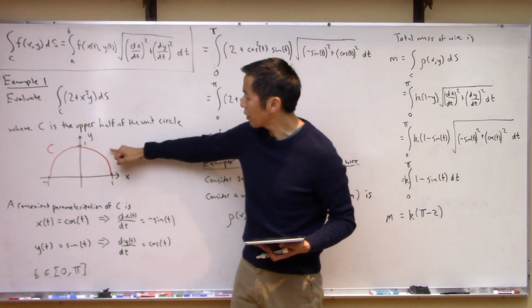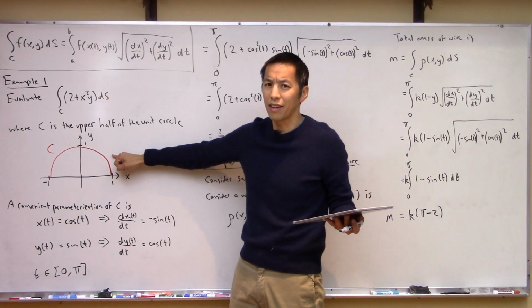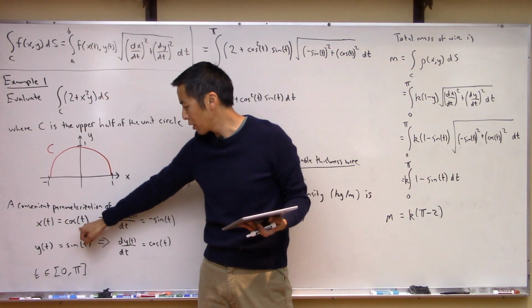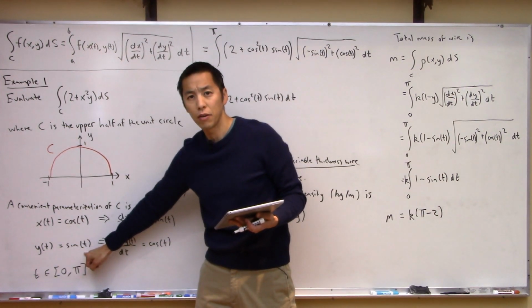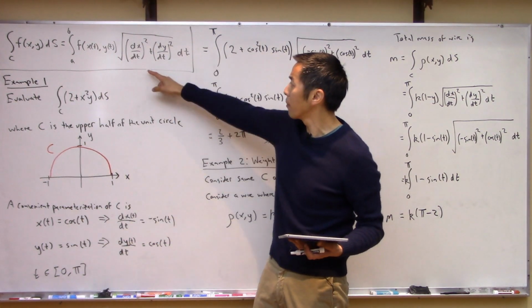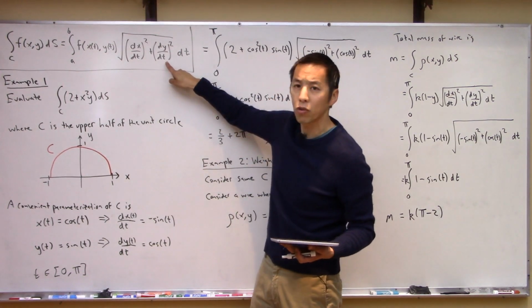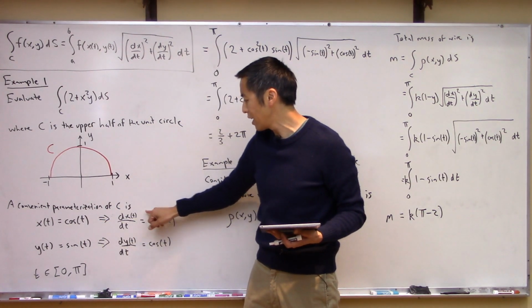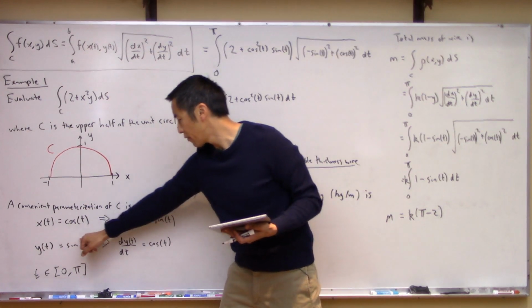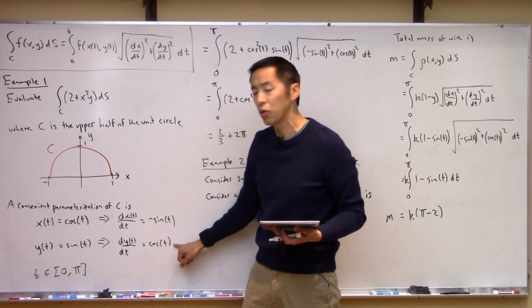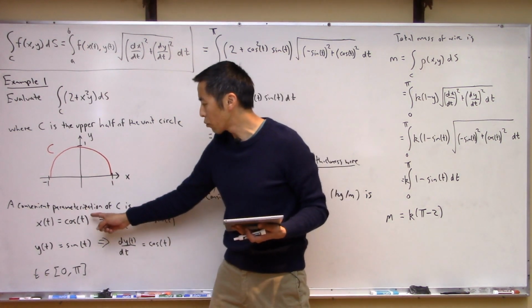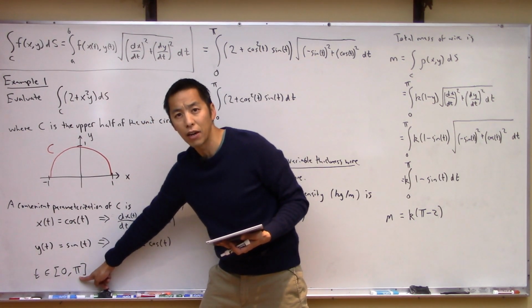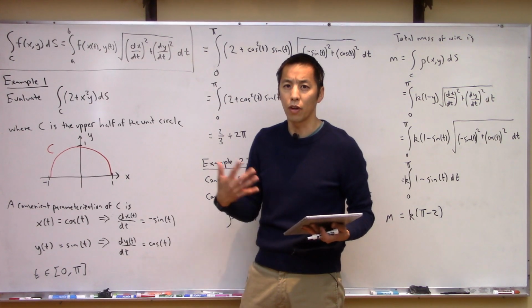The first thing we have to do is parameterize this curve C. I think everyone will agree that a very convenient parameterization is x equals cosine of t, and y equals sine of t. Right off the bat, we're going to need the derivatives of those parameterizations with respect to t. So dx/dt is negative sine t, and dy/dt is cosine t. And I'm going to run this parameterization from a equals 0 to b equals pi. That's the range of the parameterization.